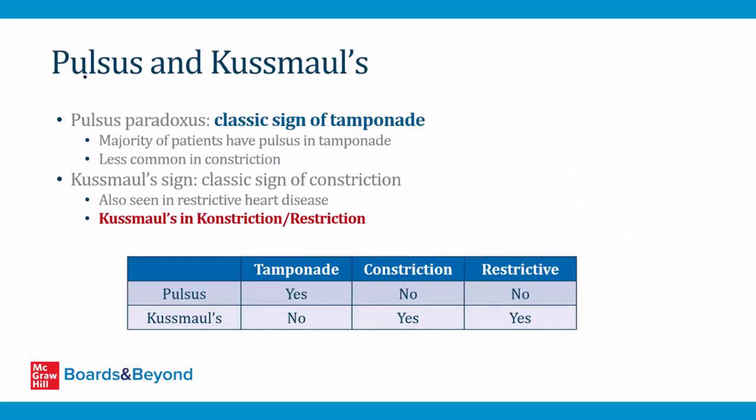So let me pause here and summarize the important points to remember about pulsus paradoxus and Kussmaul's sign, because both of these physical exam findings occur in pericardial disease, and it's very easy to confuse them as a medical student.